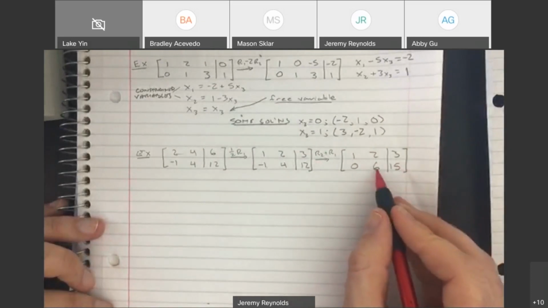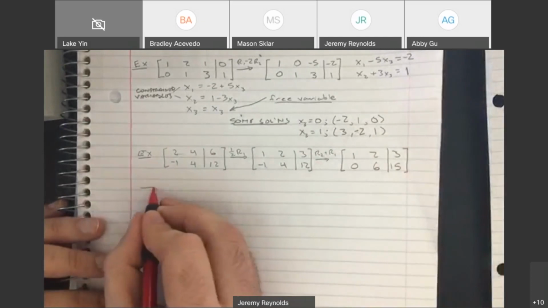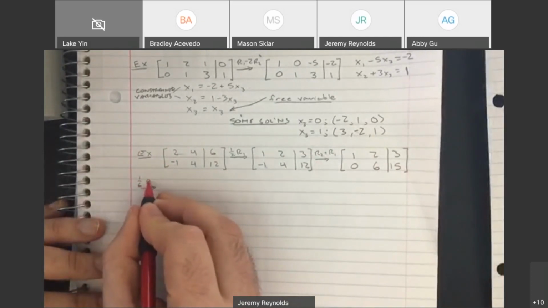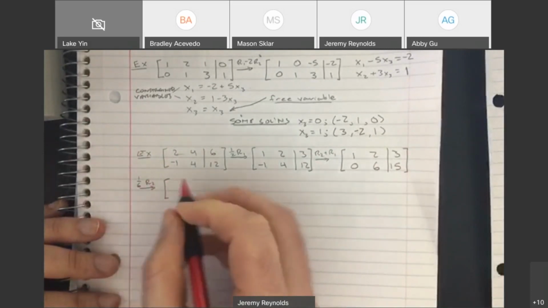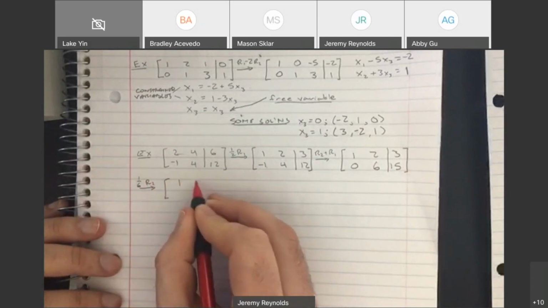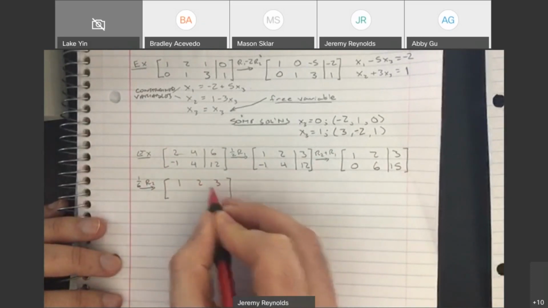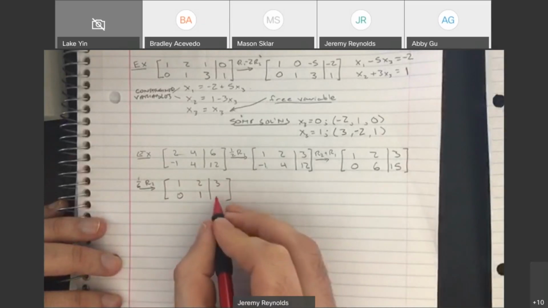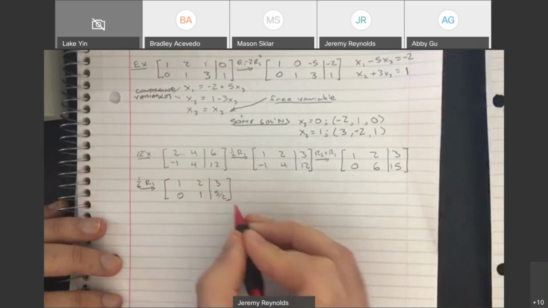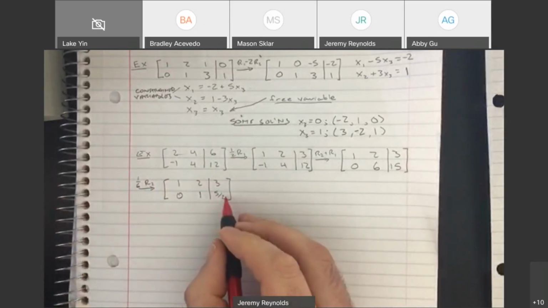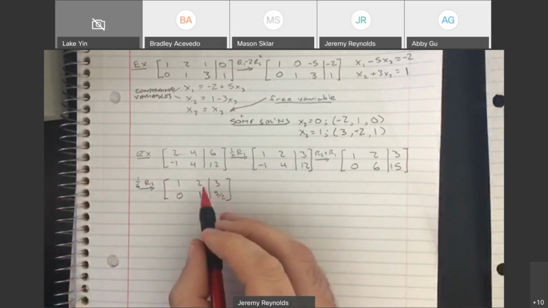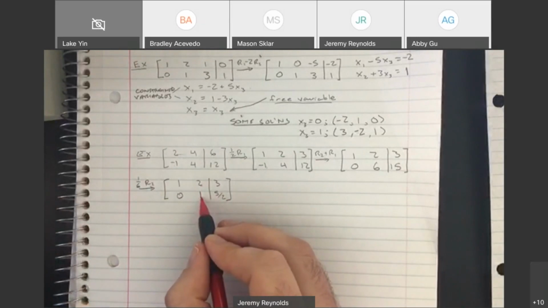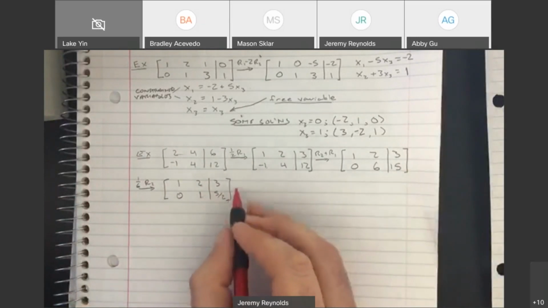And now we need the leading 1 in every row to be 1. So we're going to go ahead and divide this by 6. 1/6 times row 2. That will give us 1/6 times 6 is 1. 1/6 times 15 is 5/2. And now the last thing we need to do is get rid of this 2 so that the leading 1 is the only non-zero entry in its column.